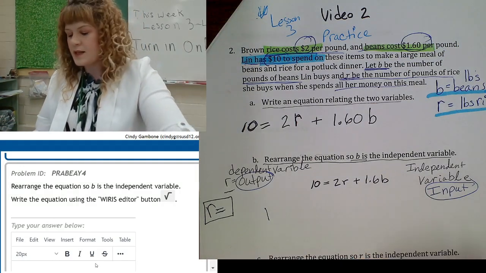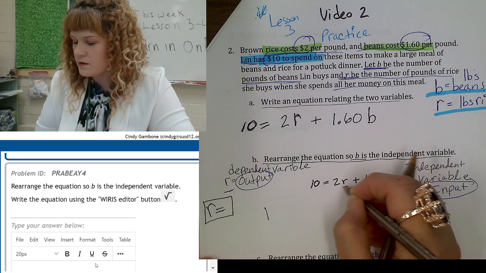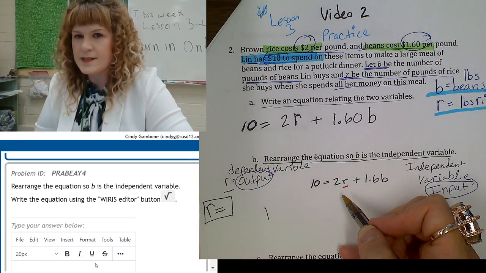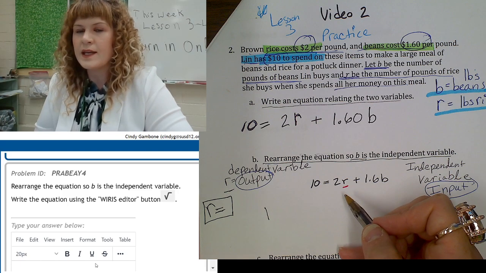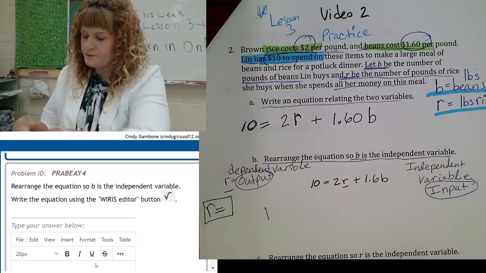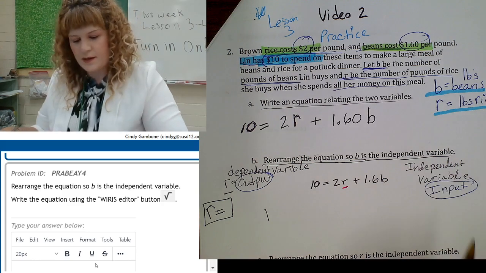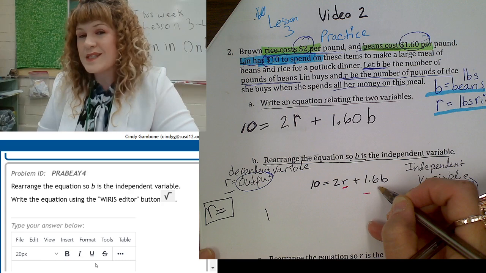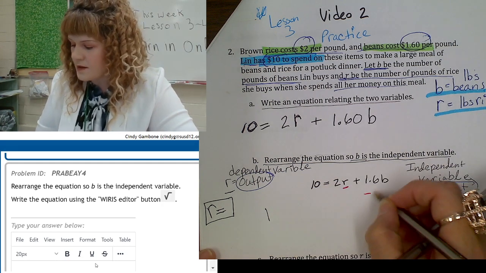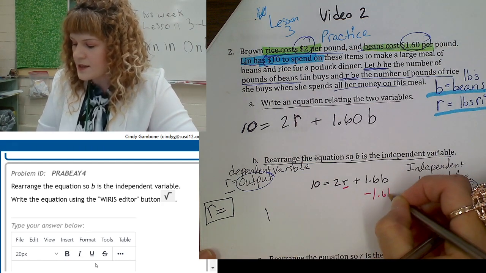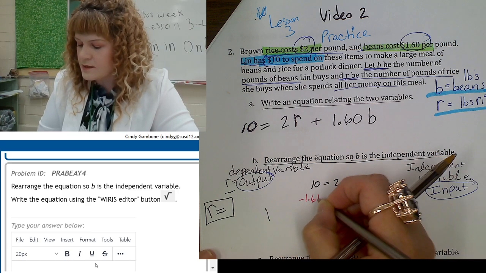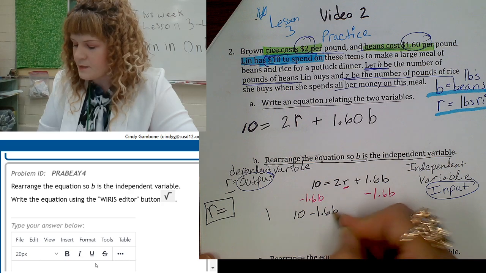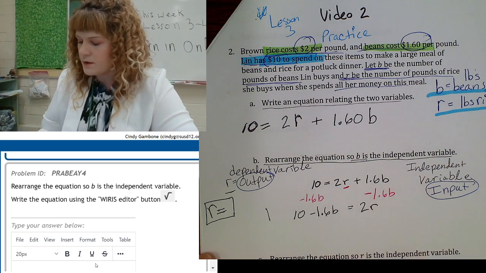And that means we need to isolate the r because r is going to be the dependent variable. So we need to isolate the r so that we can get r as an output. Okay, let me just get to it now. You'll see what to do. So I'm going to move this 1.6b term to the other side of the equation by subtracting it from both sides. Then I get 10 minus 1.6b equals 2r.